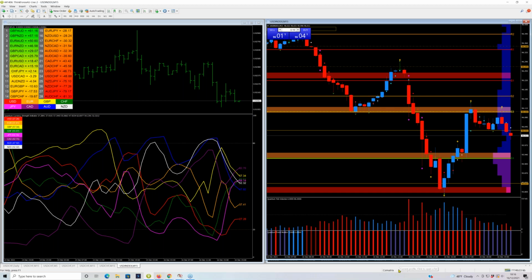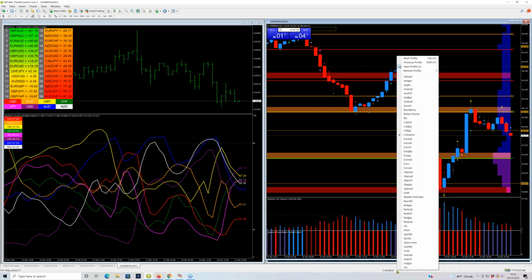You don't have to have a margin. You don't have to have a huge deposit to trade the futures on an MT4 account. Where have I got here? Have I got the NQ here? There we are. So Nasdaq, NAS 100, here we are.